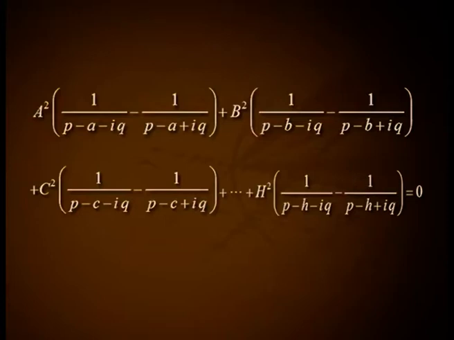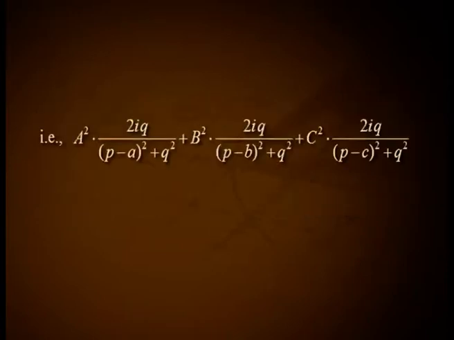Plus h squared into 1 by (p minus h) minus i q minus 1 by (p minus h) plus i q equal to 0. That is, a squared into 2iq by ((p minus a) whole squared plus q squared), plus b squared into 2iq by ((p minus b) whole squared plus q squared), plus c squared into 2iq by ((p minus c) whole squared plus q squared), plus etc., plus h squared into 2iq by ((p minus h) whole squared plus q squared) equal to 0.